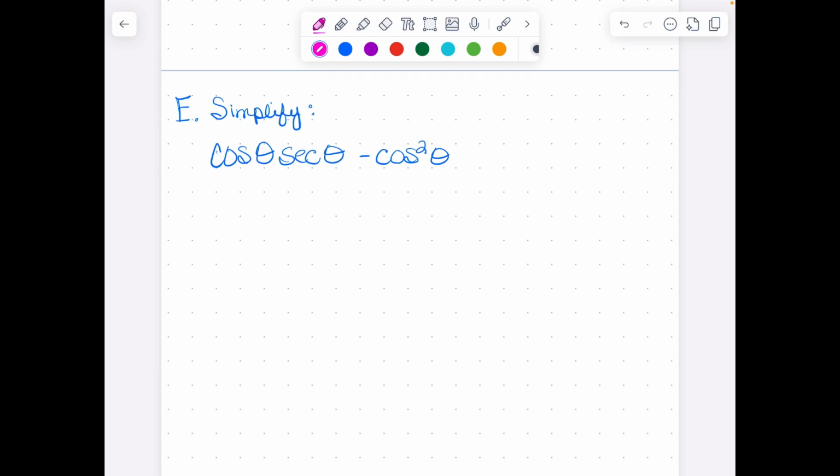So for this one, again, we're going to try to write it as simply as we can. Cosine is one of our basics, but secant is not. So let's think about how we can rewrite secant. So cosine of theta, this is multiplying. Secant can be written as 1 over cosine of theta, and then minus cosine squared of theta. So when we multiply these, we can cross-reduce, and this is 1 minus cosine squared of theta. And this is a Pythagorean identity, which we know equals sine squared theta.